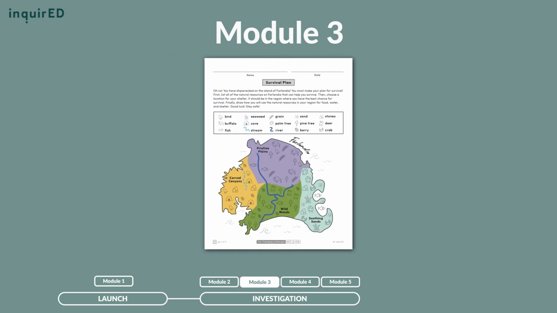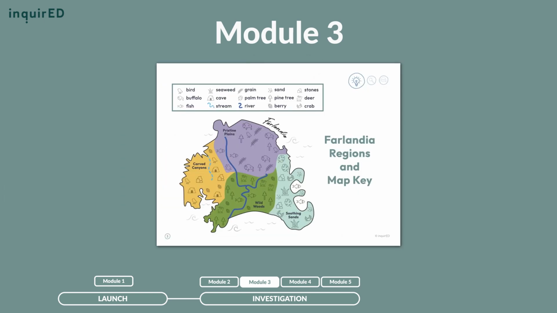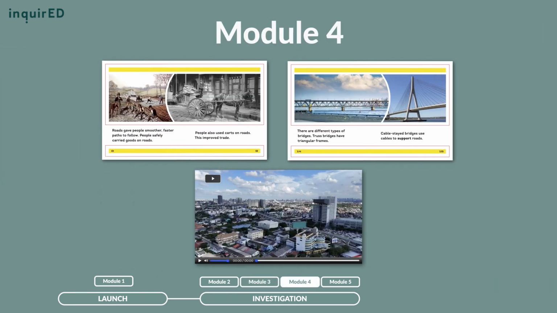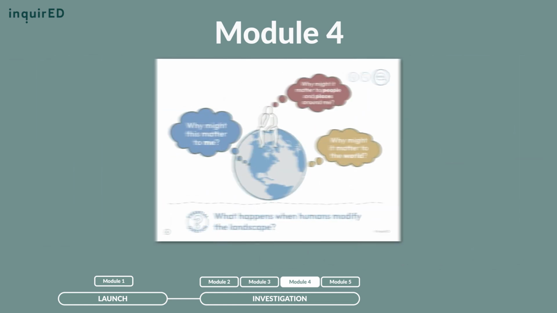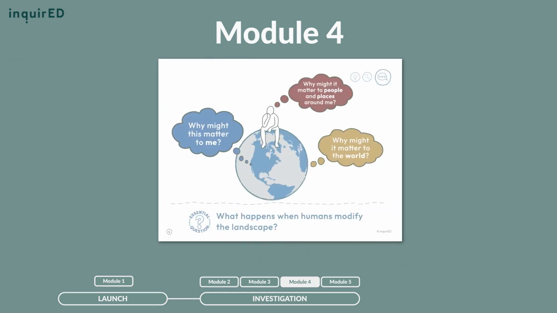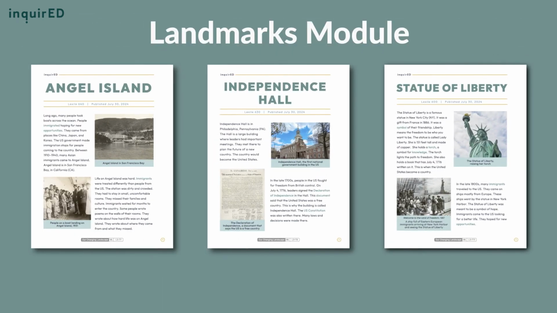They then create their own survival plan, imagining they have limited resources after a shipwreck on the island of Farlandia. In Module 4, students examine photographic and video evidence that demonstrates modifications to the landscape, gathering and discussing their findings together. In the Landmarks module, students examine articles about national historic landmarks like Angel Island, Independence Hall, and the Statue of Liberty to uncover the people and events that these landmarks commemorate, as well as their cultural or historical significance.